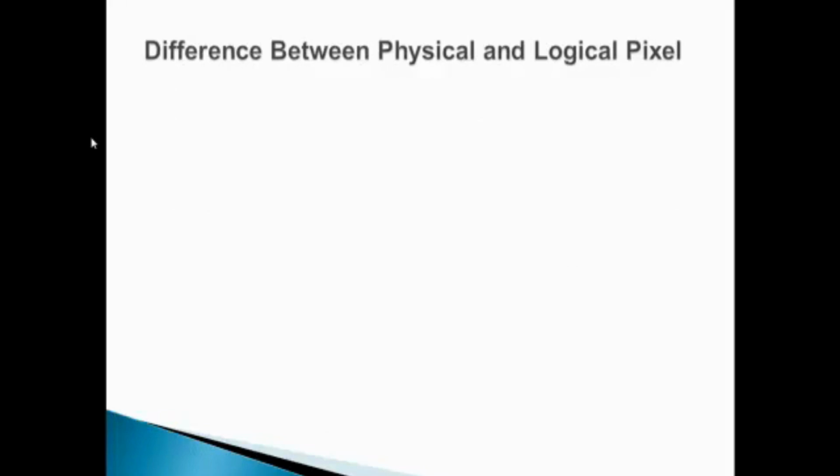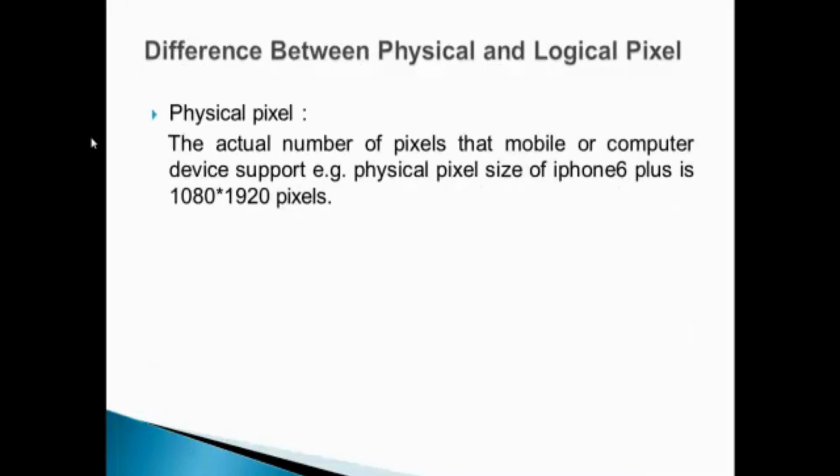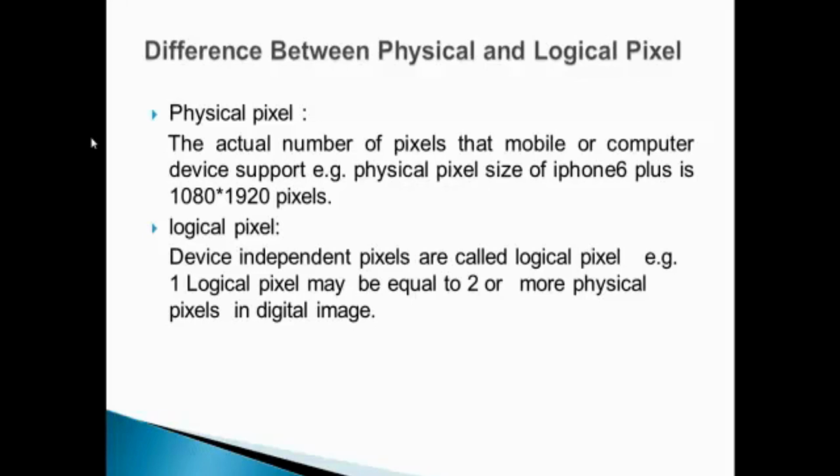Now we need to understand the difference between physical and logical pixels. What is a physical pixel? The actual number of pixels that a mobile or computer device sports. For example, the physical pixel size of the iPhone 6 Plus is 1080 by 1920 pixels. Device independent pixels are called logical pixels. For example, one logical pixel may be equal to two or more physical pixels in a digital image.